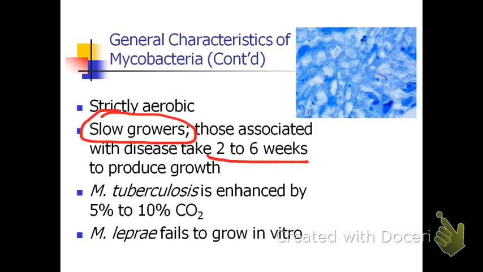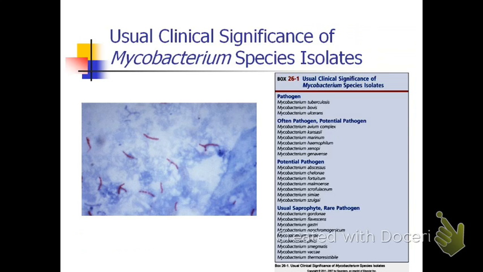On the other hand, another significantly important species of Mycobacterium is Mycobacterium leprae. This particular organism fails to grow in vitro, but interestingly, this organism could be cultivated using the foot pad of an armadillo. So, these are the different clinically significant species of Mycobacterium. If you want to have a clearer picture of this one, then you may go to box 26-1 of Mahon, our official textbook.